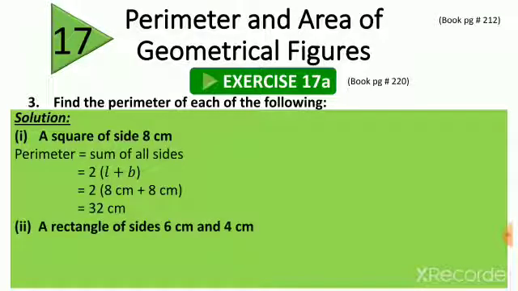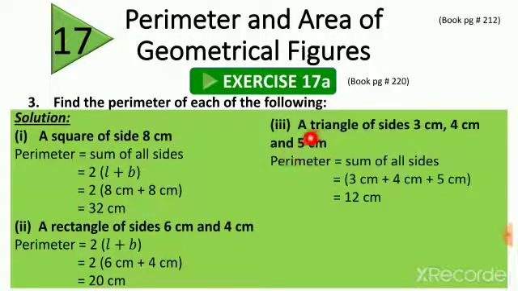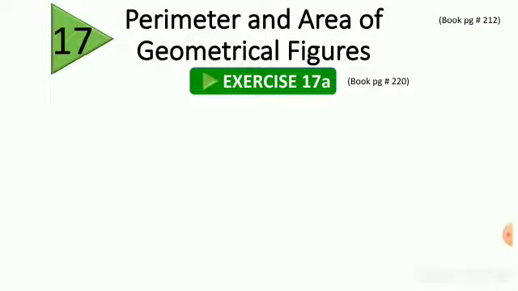Now the next part is a rectangle of sides 6 centimeter and 4 centimeter. It will be solved similarly. We have solved part 1. Next is a triangle of sides 3 centimeter, 4 centimeter and 5 centimeter. So perimeter is equal to the sum of all the sides. We don't have any formula for the perimeter of a triangle, so we only have to add all the sides. So it will be 3 centimeter plus 4 centimeter plus 5 centimeter, and we have got 12 centimeter by adding all these. Understood? Now you have to do the next two parts of question number 3 by yourself.